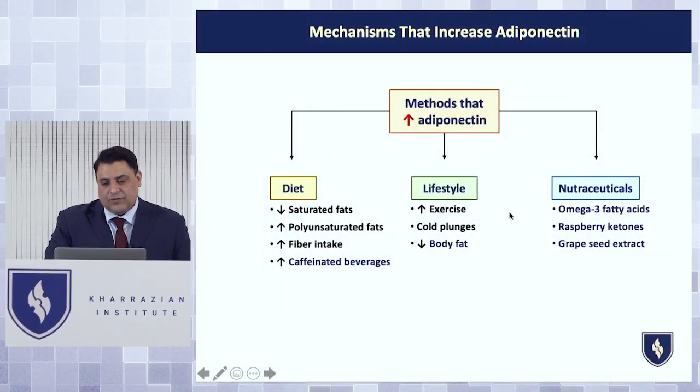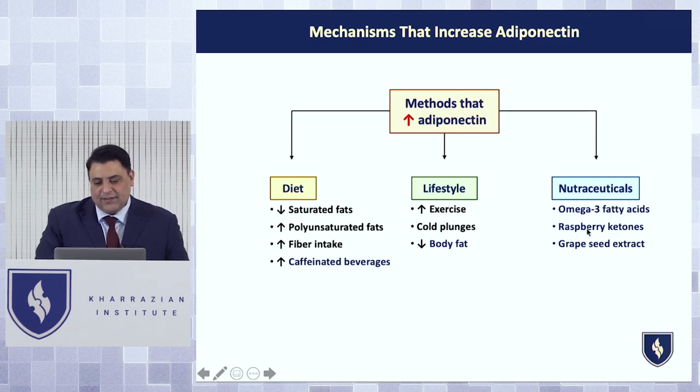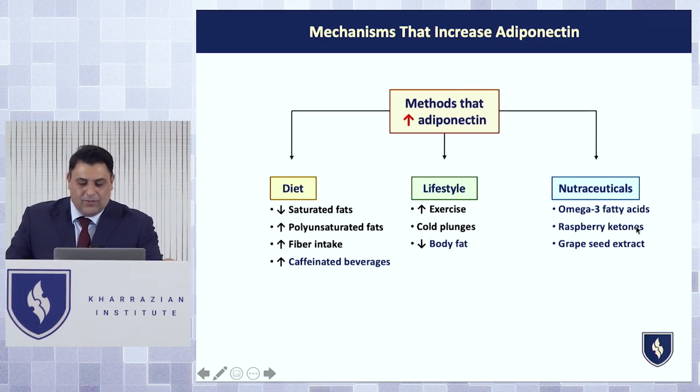As far as nutraceuticals go, omega-3 fatty acids have been shown to increase adiponectin levels. But the most powerful response has been with raspberry ketones. Raspberry has flavonoids, and certain flavonoids are ketones. And raspberry ketones have been shown to increase adiponectin levels, as well as grapeseed extract. So these are all things that are impacting the gray fat.